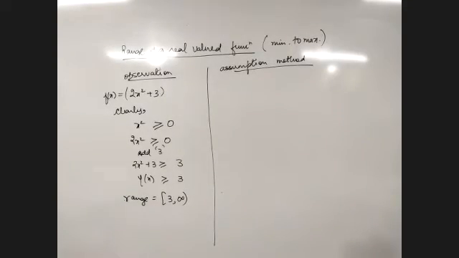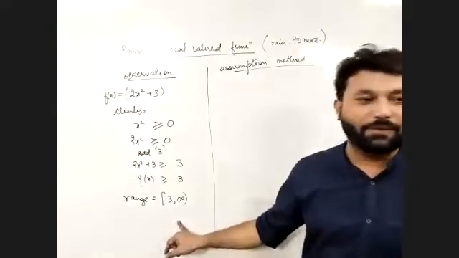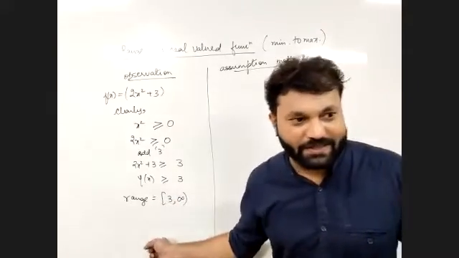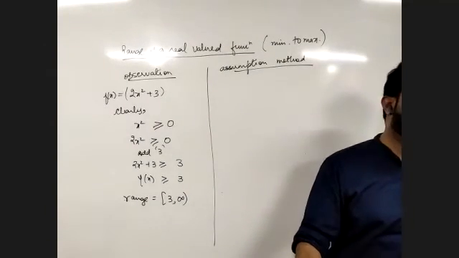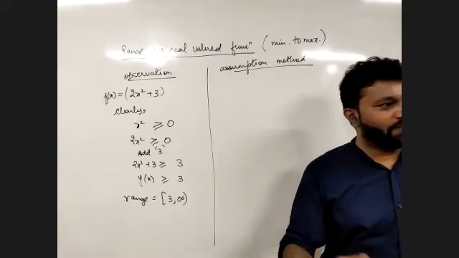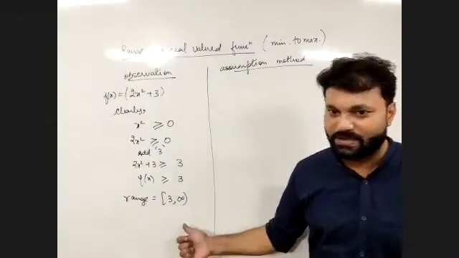Is it clear? Now I have a small question: this range that we have written, range equal to 3 to infinity, is it the value of x or f(x)? f(x). So range is always related to f(x), domain is always related to x. Am I clear with it? We will do a few more examples.